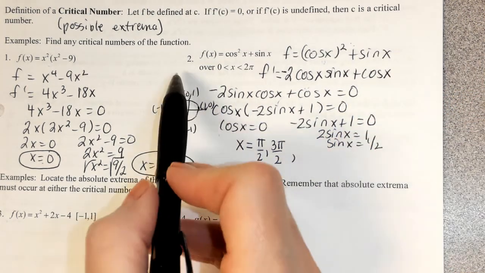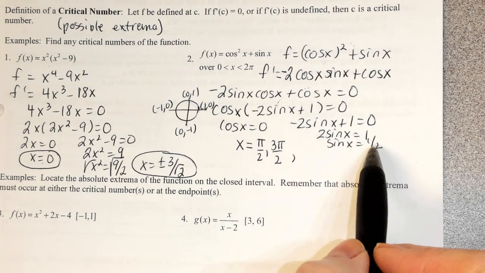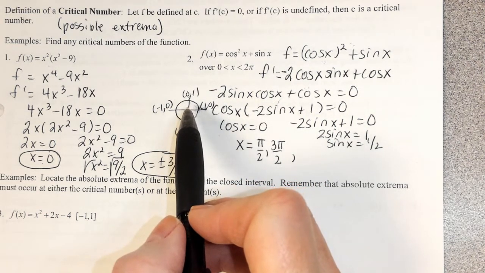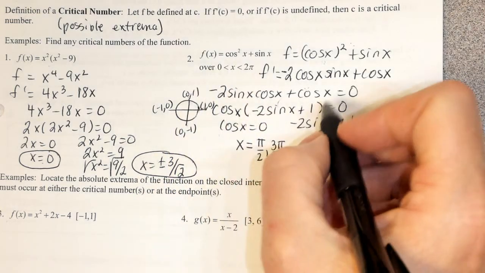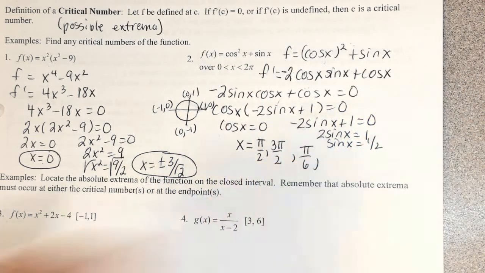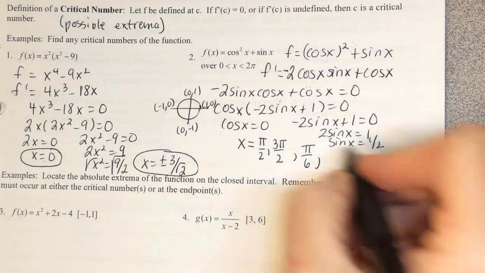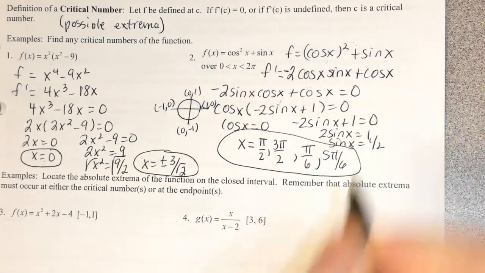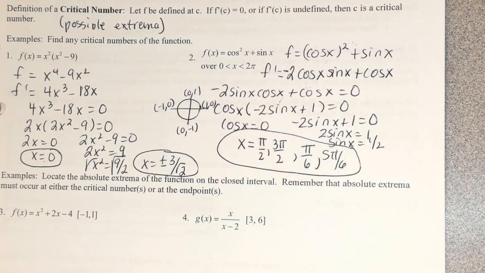So now we have to think, where on the unit circle would sine, or the y value, be 1/2? Right now? Good. Pi over 6. And then do you know the other one? Very good. So those are going to be our 4 critical numbers. The trig never goes away. It always comes back, just when we think we're finished with it.